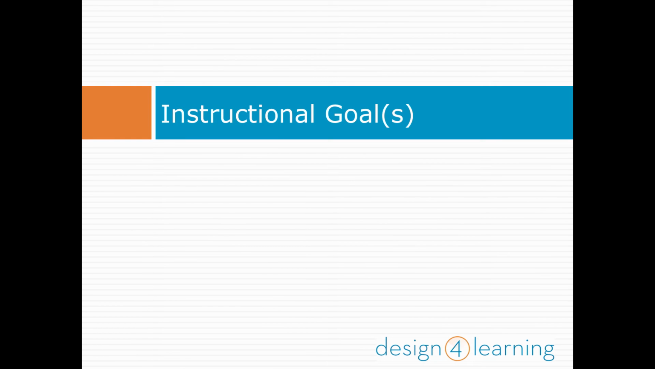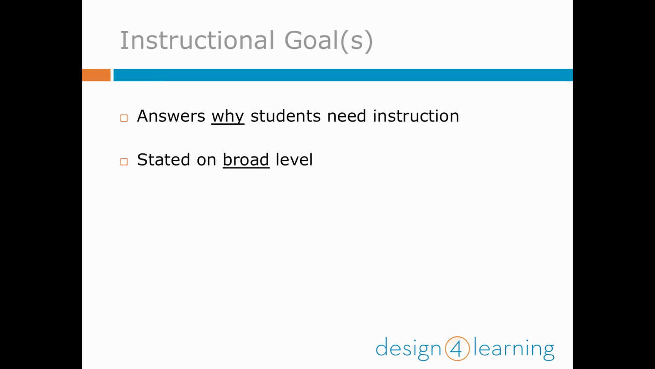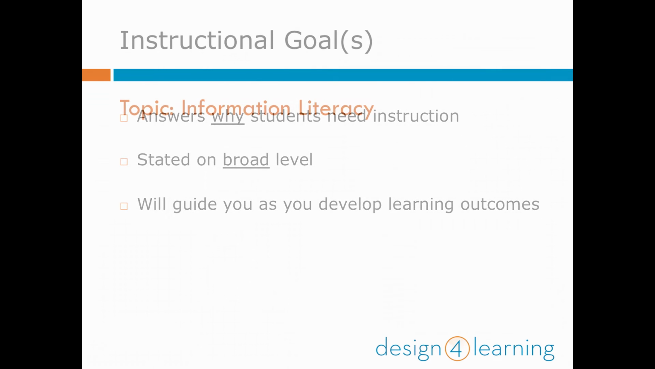Next, Step 1 will involve developing one or more instructional goals. A goal statement should answer the question of why your students need the instruction. And an instructional goal is on a broad level. It's a general statement that, coupled with your instructional analysis in Step 2, will help guide you as you develop your specific and measurable learning outcomes. We'll address learning outcomes in depth in Week 3.